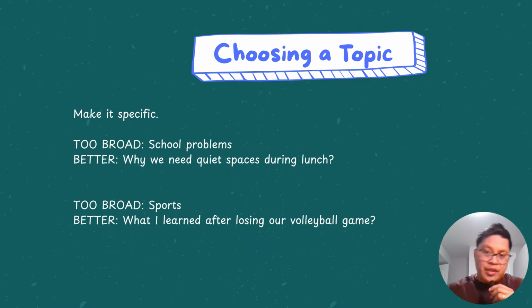Now, how are you going to choose a topic? The trick is you have to make it specific, not too broad. I'm going to give you examples. Too broad is when you're discussing school problems. It's better if you're answering this specific question: why we need quiet spaces during lunch, right? That's better as opposed to just randomly discussing school problems.